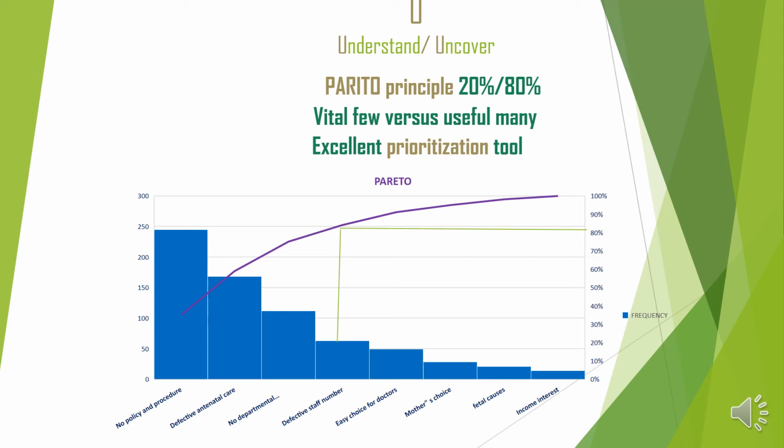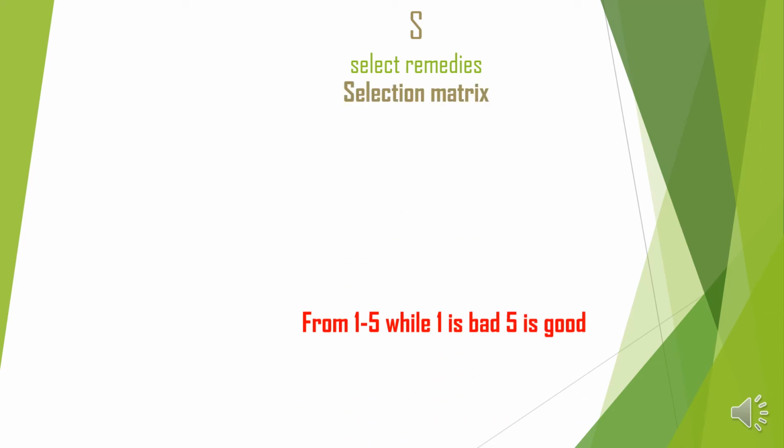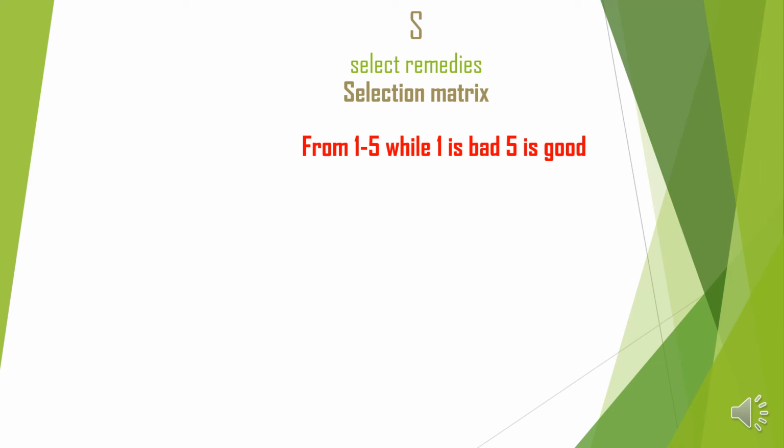We call them useful many. It's very useful. We can work on them later, after we finish the most important few. So now we will go to the next step, which is select. Select the best remedies. We have causes, so we have to put remedies for them. And as we said, we will use the selection matrix.